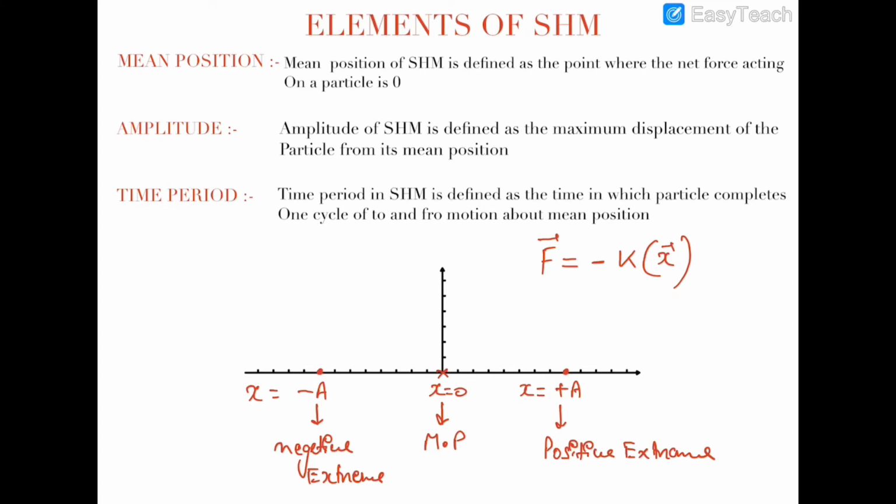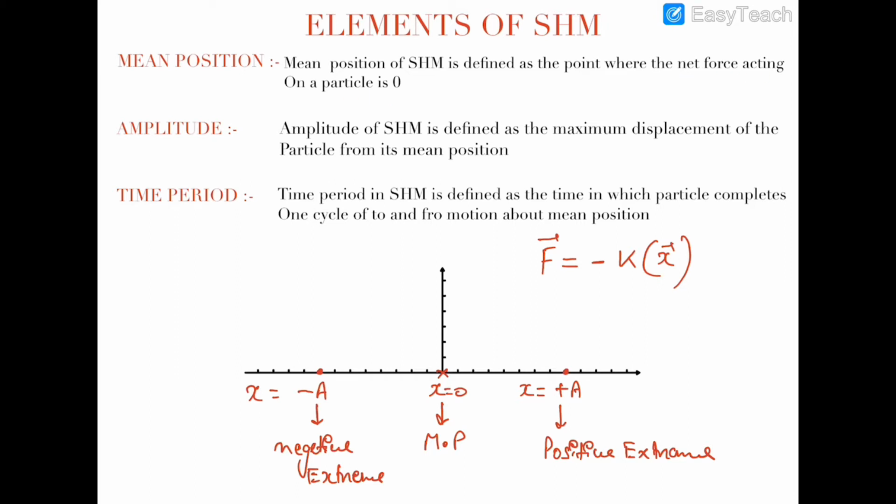We have already discussed the first video of SHM in which we have discussed the real meaning of SHM. Now moving forward on this video, we are going to discuss the various elements which together form the equation of a SHM. So the first element is the mean position, and the mean position of SHM is defined as the position where the net force acting on a particle is zero.